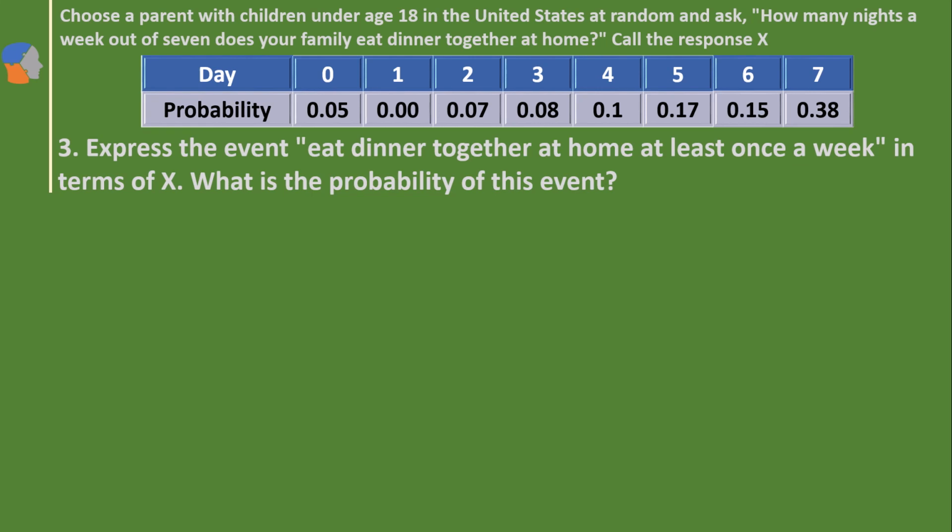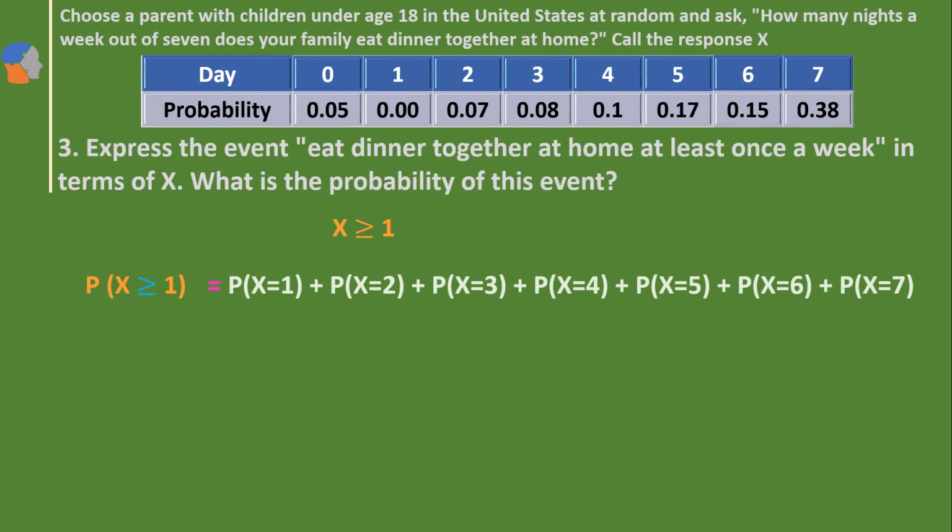Now go to the third one. Express the event eat dinner together at home at least once a week. That means x greater than or equal to 1. How do we find the probability? The probability of x greater than or equal to 1 covers all the x values from 1 to 7, but not 0. You can add these probabilities. But how do we apply the complement rule for this case? I explained the complement rule in the previous video.